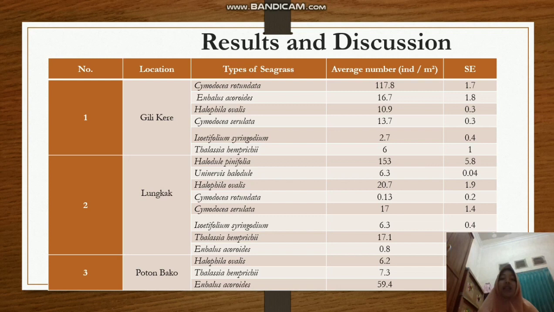This is the density of seagrass. The highest density is Cymodocea rotundata in Gilikiri, and the lowest is Syringodium isoetifolium.